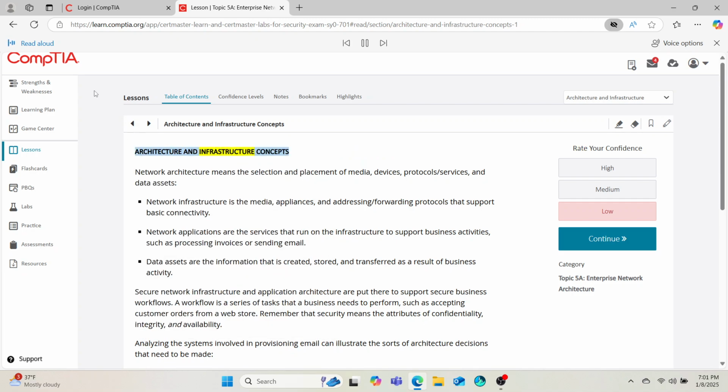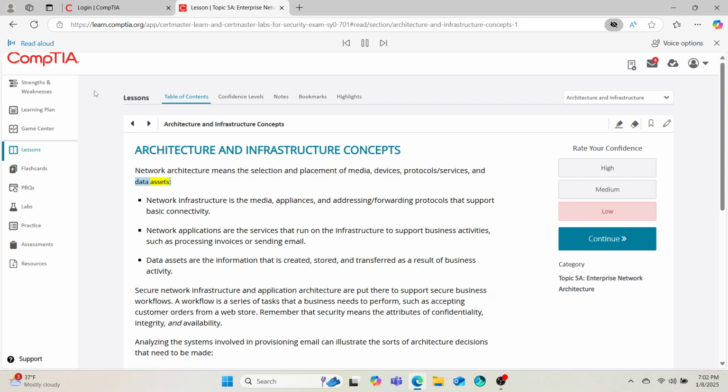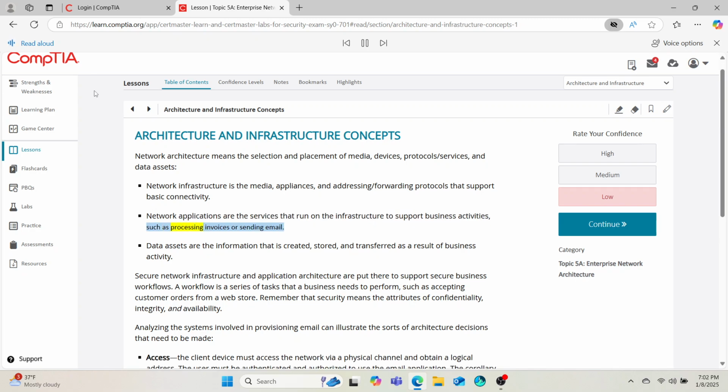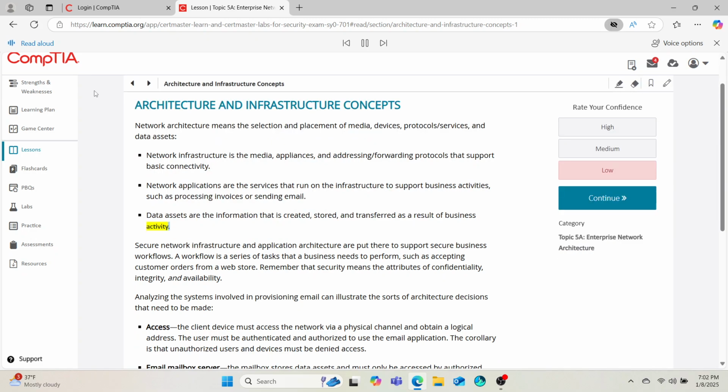Architecture and infrastructure concepts. Network architecture means the selection and placement of media, devices, protocols/services, and data assets. Network infrastructure is the media, appliances, and addressing/forwarding protocols that support basic connectivity. Network applications are the services that run on the infrastructure to support business activities, such as processing invoices or sending email. Data assets are the information that is created, stored, and transferred as a result of business activity.